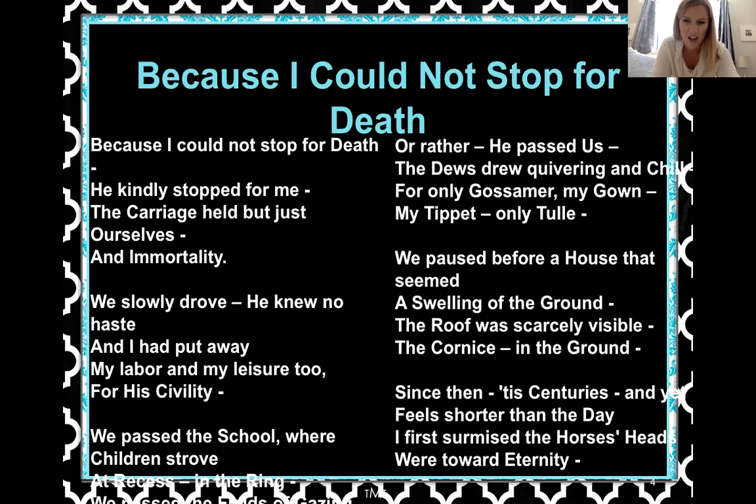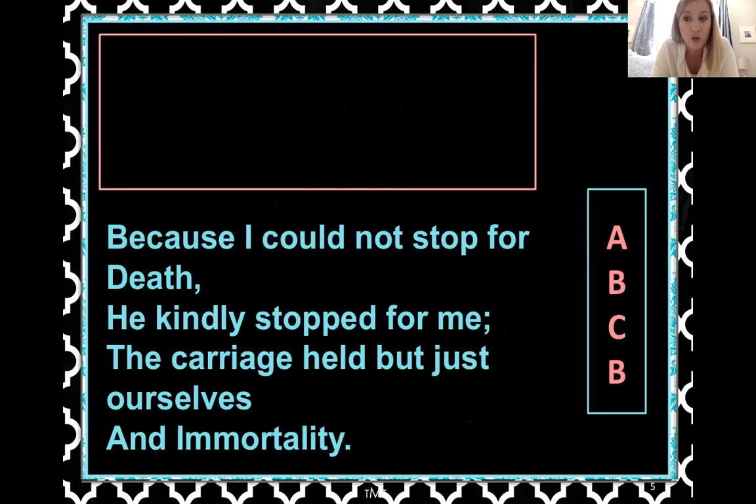And I'm sorry that bottom section cut off there, but you have the full poem. Let's break this poem down. There's tons of figurative language in here and tons of things that probably don't make any sense to you right now, but we're going to go ahead and break it down. Okay. You just follow along.